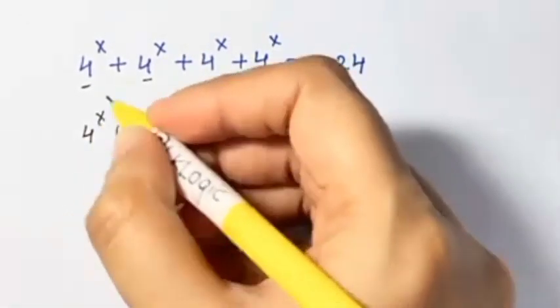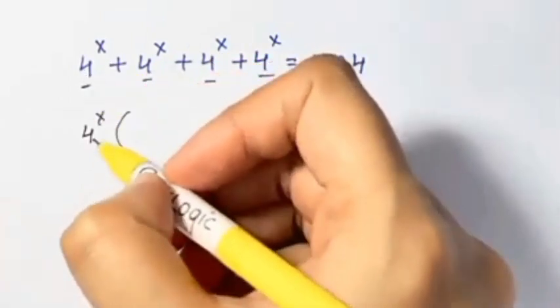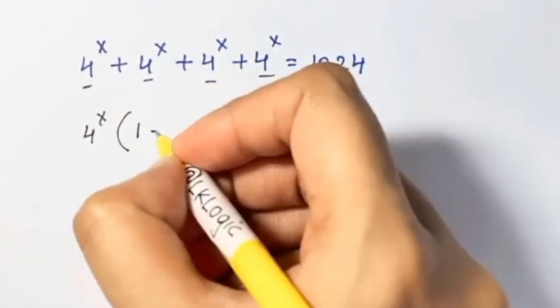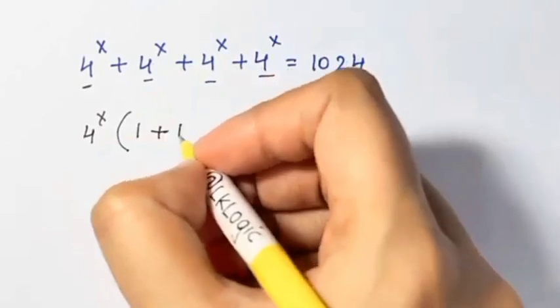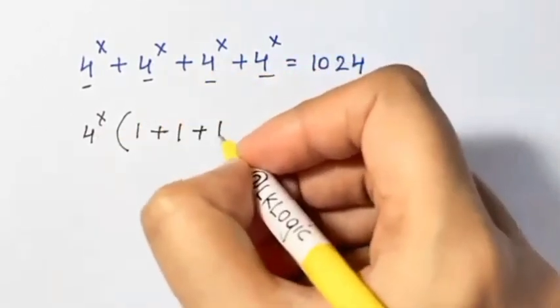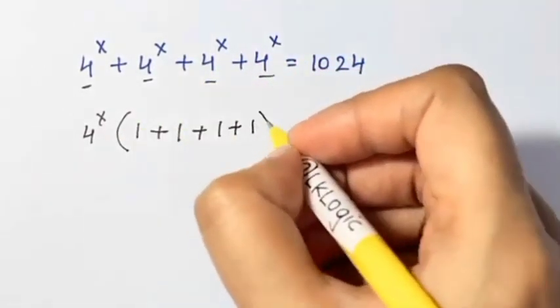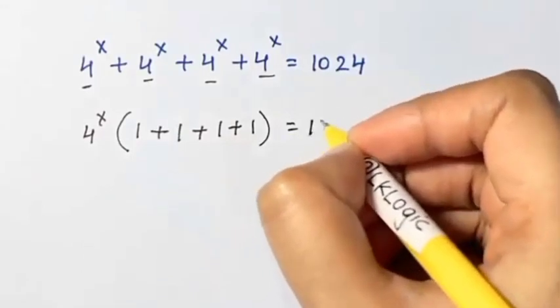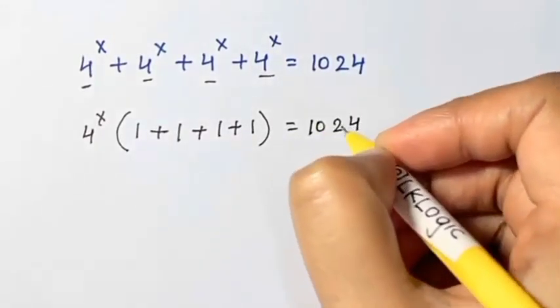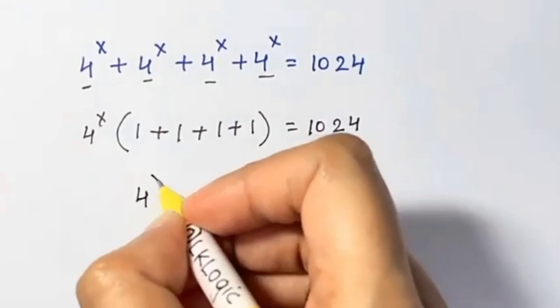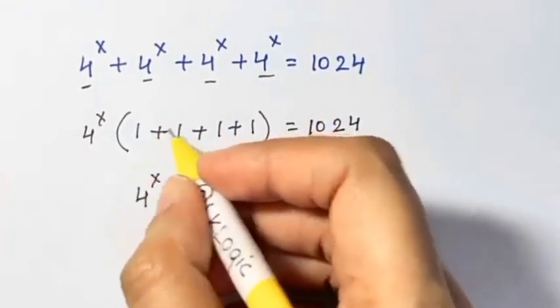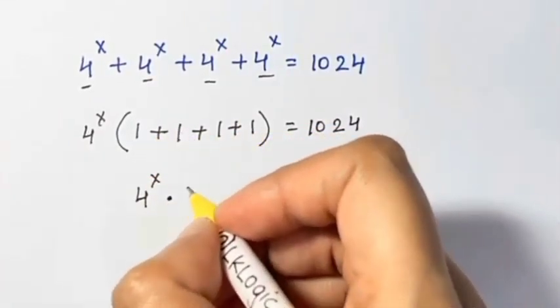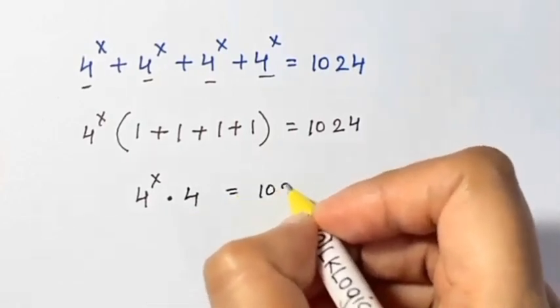So what is left with me? 4 to the power of x divided by 4 to the power of x, 1. This divided by this, again 1. This divided by this, 1. And again 1 is equal to 1024. And that's equal to 4 to the power of x times 1 plus 1 plus 1 plus 1. That's 4 is equal to 1024.